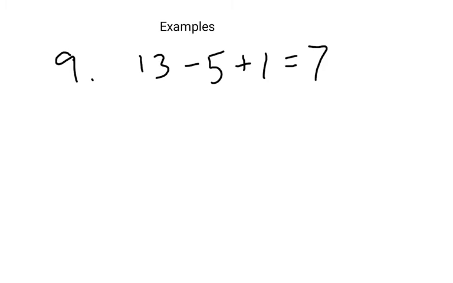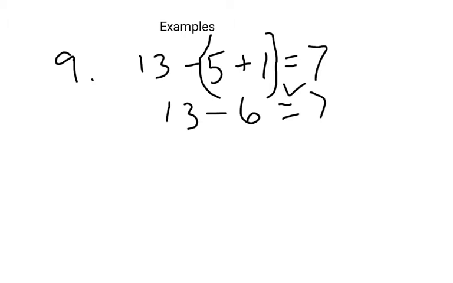Where would you put parentheses to do something first before you did 13 minus 5? And then the result would be 7. There's really only one option, since there's only two operations here, a subtraction and an addition. If you do the addition first, you'd have to indicate that by having parentheses here. You'd have 13 minus 6, and that does indeed equal 7. That's a check.